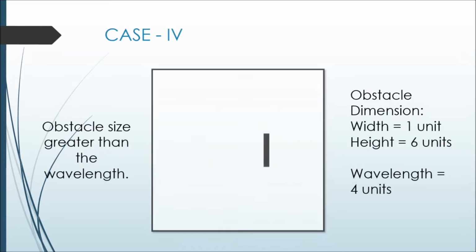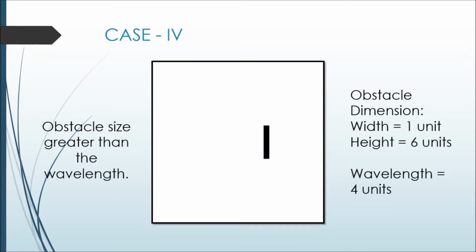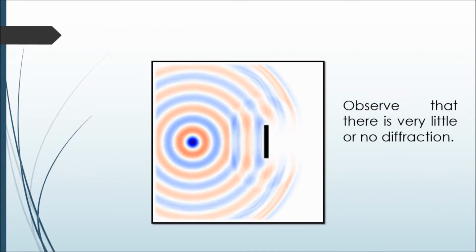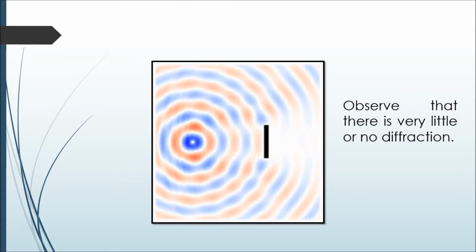Now if you go on to further increase the size of the obstacle, say 6 units, you can see that there is no diffraction, or very little. You can see just a little bit of wave bending around the corner, but there is no prominent diffraction.